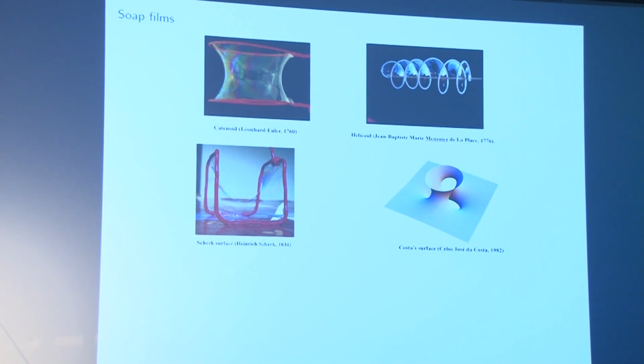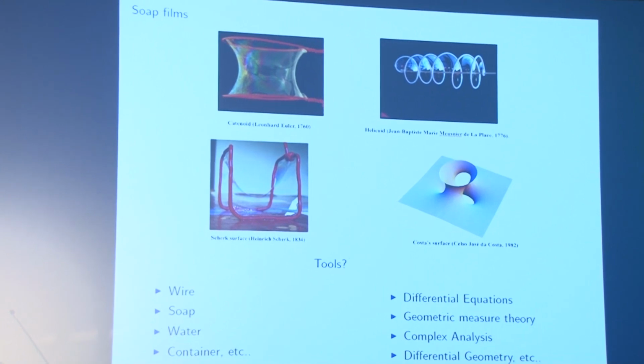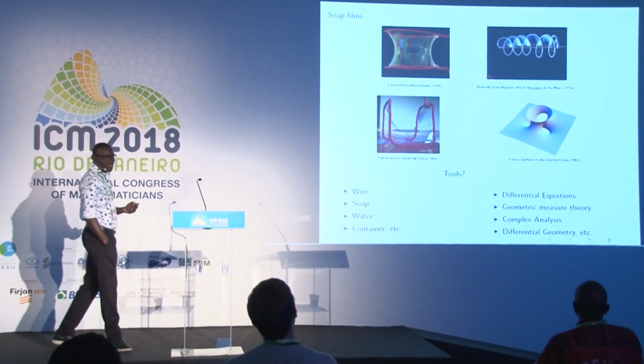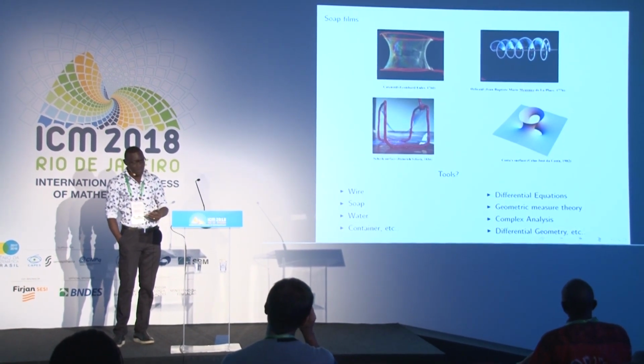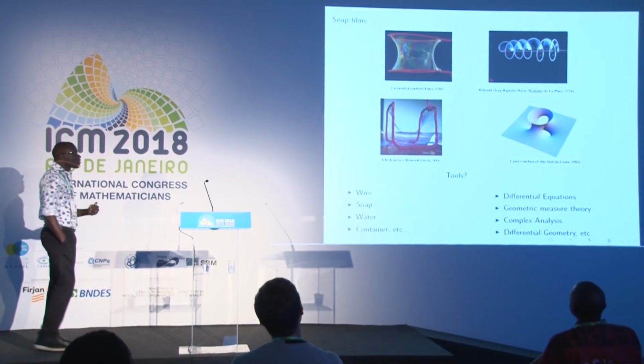There are, of course, simple tools to see these surfaces. The simplest one maybe could be to use some wire, soap, water, and a container. Then you make some experiment, and you see the surfaces. But there are also very interesting people who prefer, in general, to use many different subjects or areas in mathematics in order to grasp the geometry of these layers. These layers have something very interesting: the pressure difference between the layers is vanishing. And this is something very important.